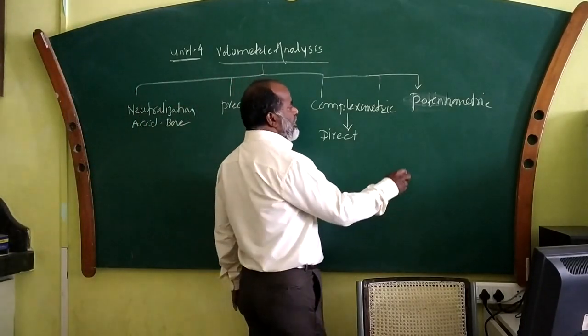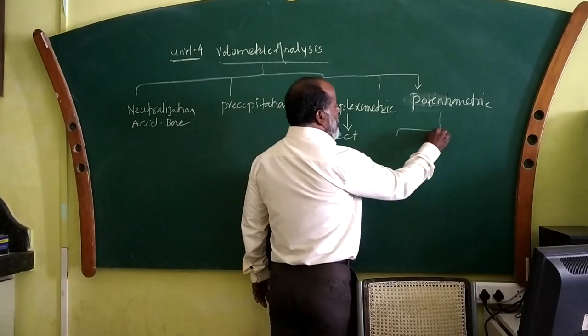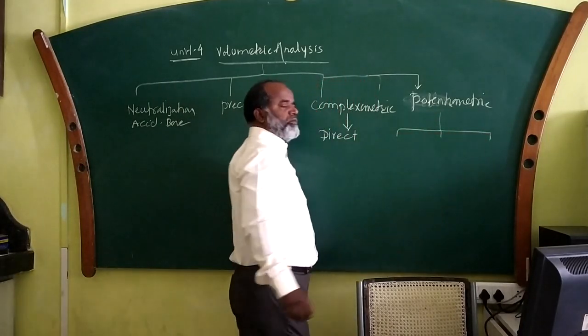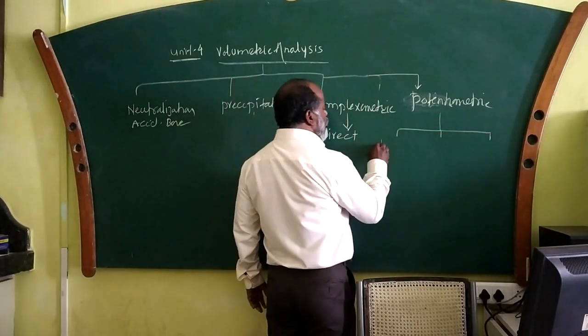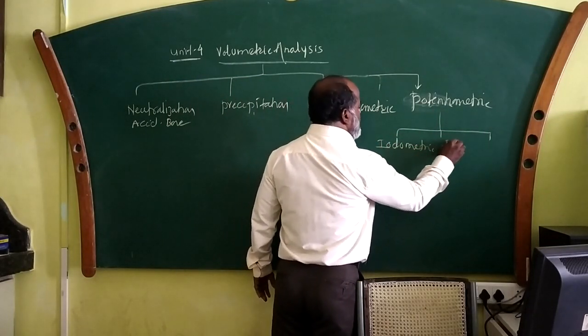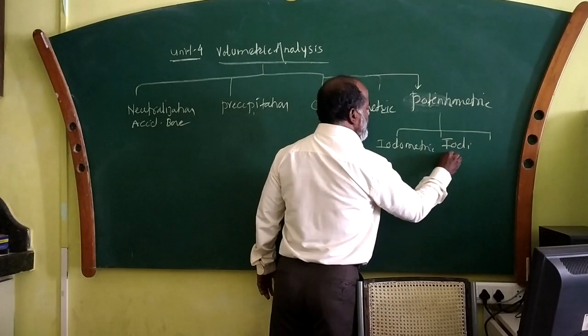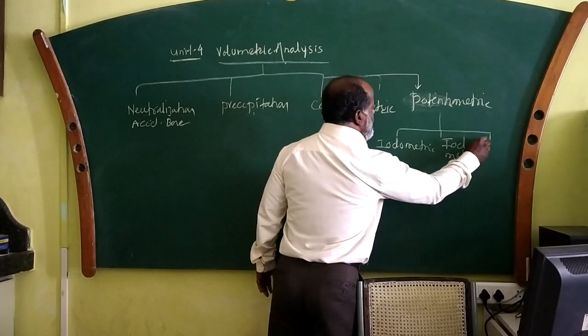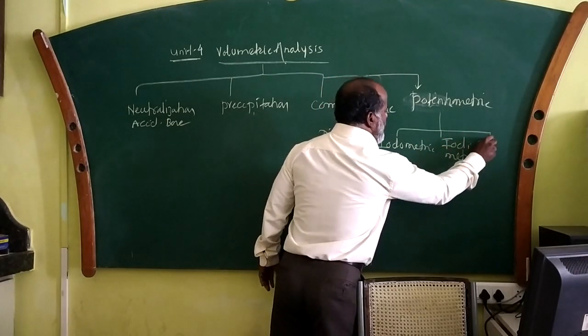In potentiometric titration, we have one called iodometric. Second is called iodimetric. And the third is called potentiometric.